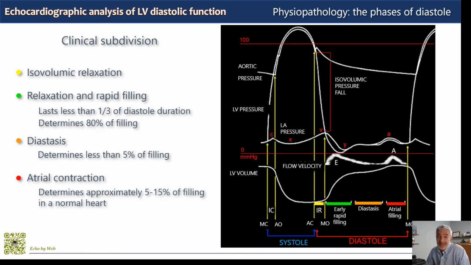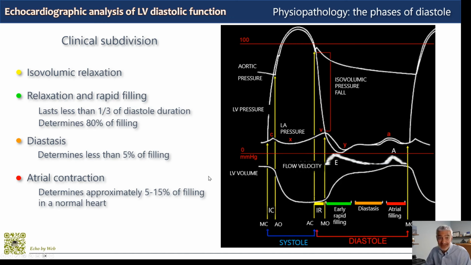The fourth and final phase, in red, is atrial filling, caused by atrial contraction. This completes LV volume. It starts with atrial contraction, you can see it produces the transmitral pulse Doppler A wave, causes an increase in atrial and ventricular pressure, and ends when isovolumic contraction starts, which closes the mitral valve.